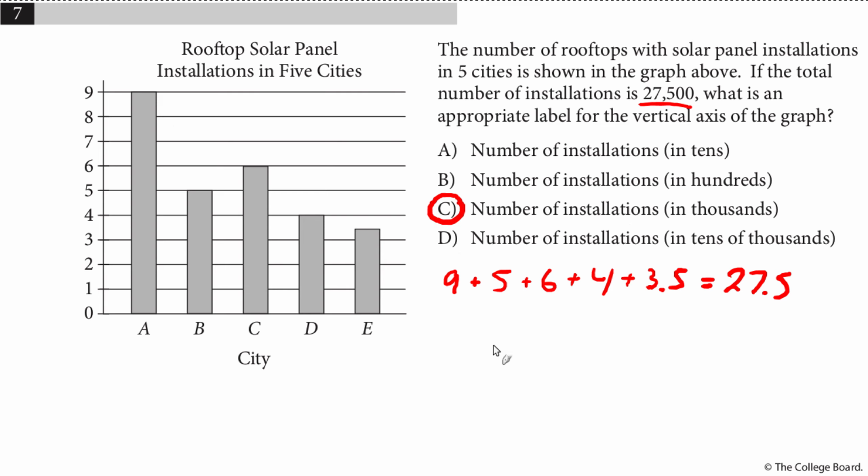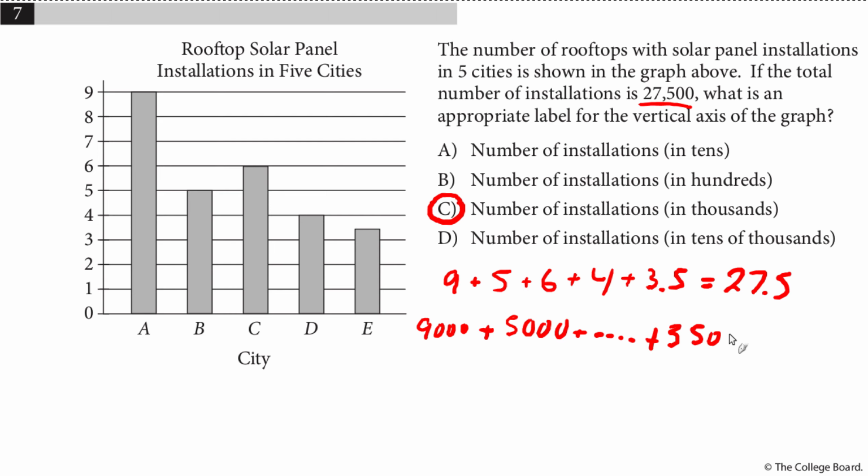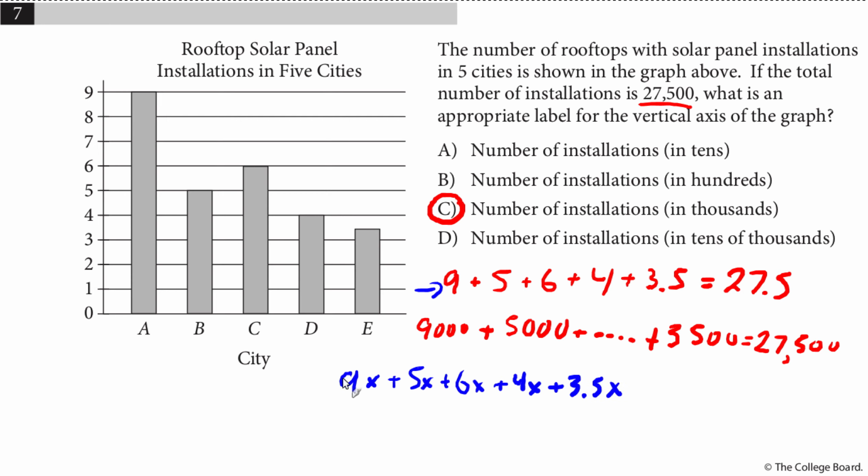Because if this is 9,000, if this is 5,000, all the way up to this being 3,500, that will get me 27,500. Now, a slightly better way that doesn't do this, I mean, this addition here is kind of junk because I don't know what the units are. I could say, I'm not sure what this is, but let's treat this as 9x. Let's treat this as 5x. Let's treat this as 6x, because I don't know what these units are. So we have plus 4x plus 3.5x. And I know that I want this all to add up to 27,500.